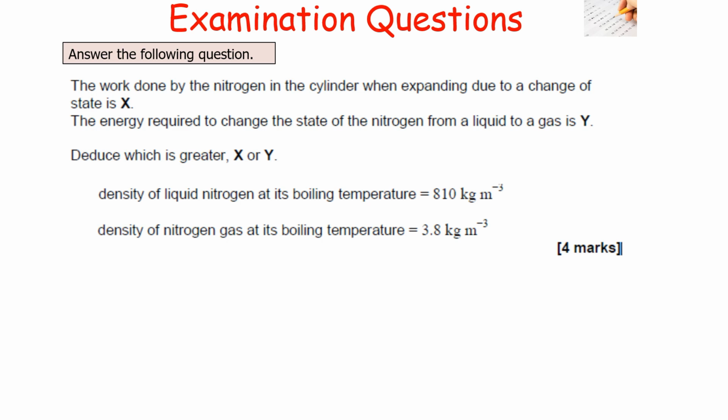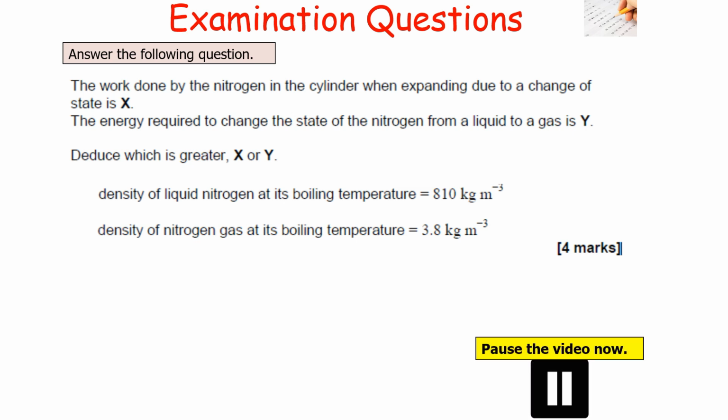The work done by the nitrogen in the cylinder when expanding due to a change of state is X. The energy required to change the state of nitrogen from a liquid to a gas is Y. Deduce which is going to be greater, X or Y. So pause the video now, then unpause the video when you want to go through your answer.